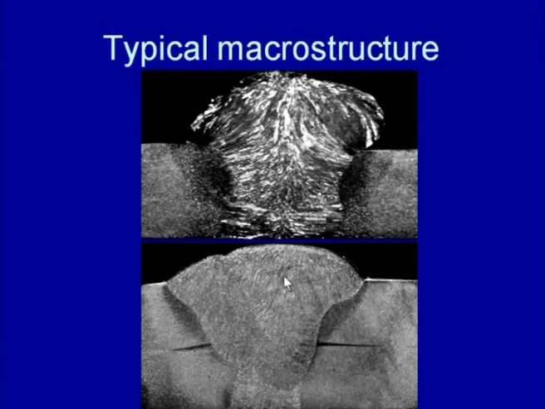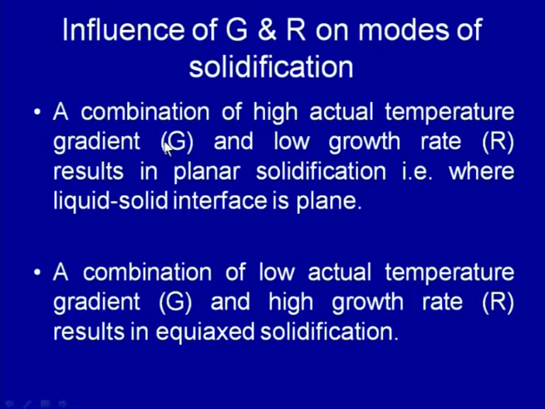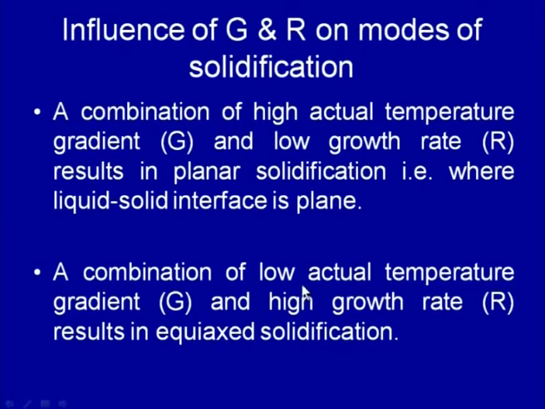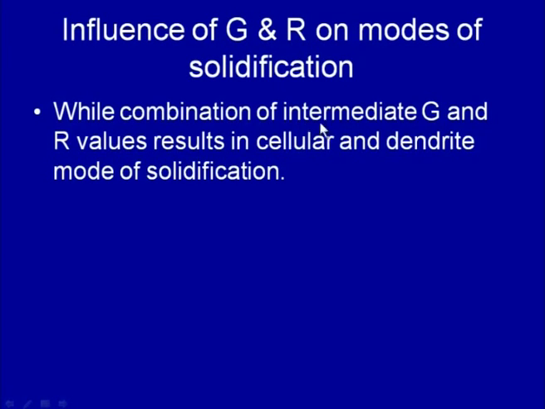This is a very refined grain structure. Here we can say the columnar grains are not as big in the second case as compared to the first case. As far as G and R are concerned, a combination of a high value of G and low R results in planar solidification, and a combination of low G and high R results in equiaxed solidification, while a combination of intermediate values of G and R results in the cellular and dendritic modes of solidification.